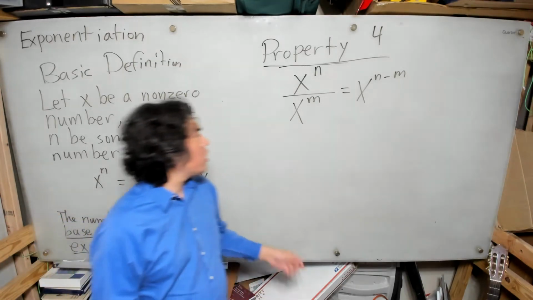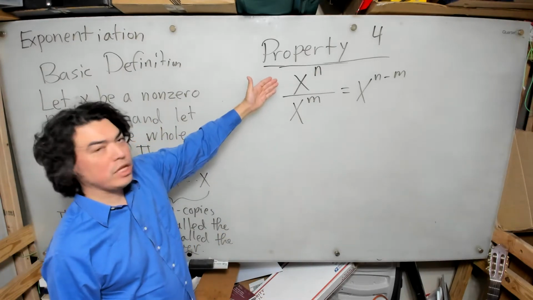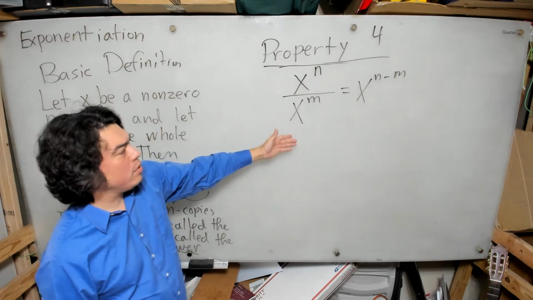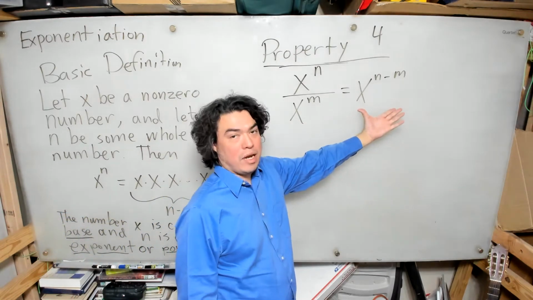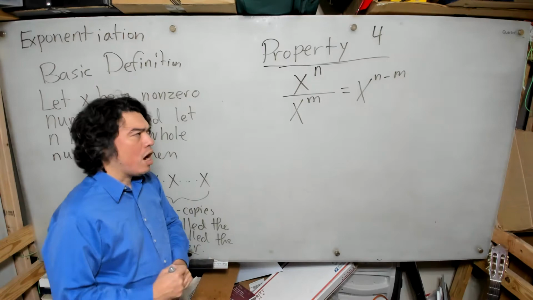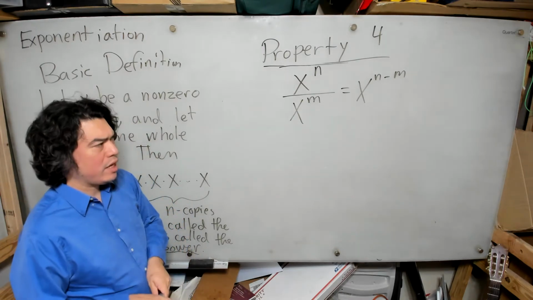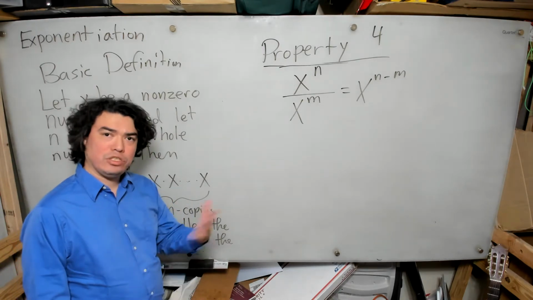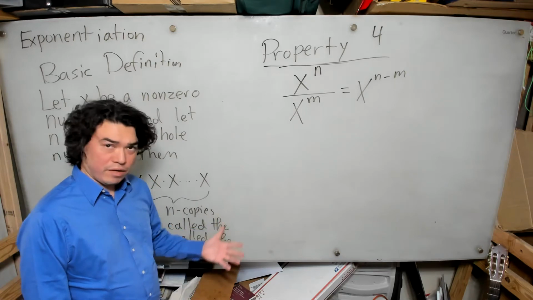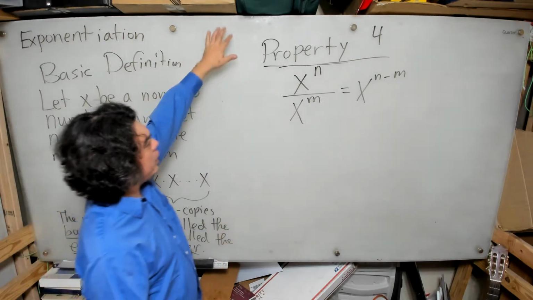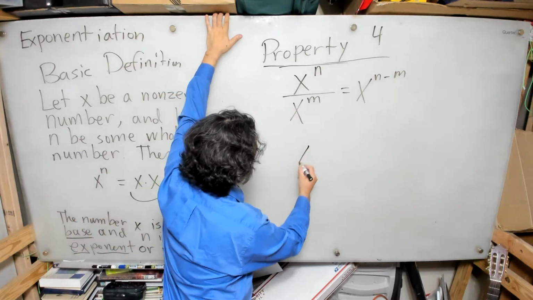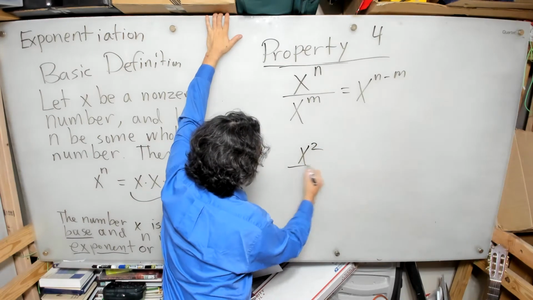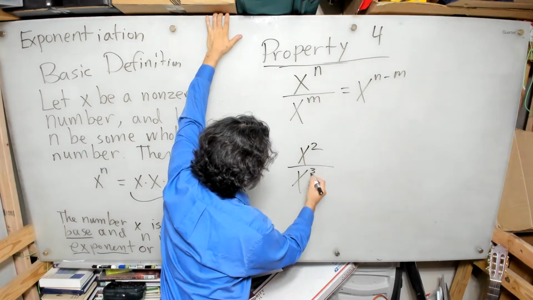So now we're going to talk about this property here. x^n over x^m is equal to x^(n-m). I'm going to motivate this more than anything with some small examples to convince you of the acceptability of this rule. Okay. So let's say I have x squared divided by x cubed.